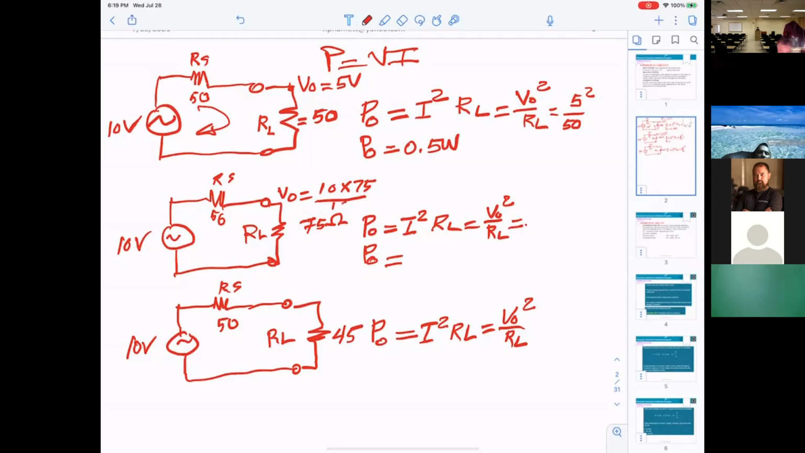That's 125. Okay, so V out would be 6, right? 10 times 75 over 125 is 6 volt. V out would be 6. So 6 squared is 36, divided by 75, gives 0.48. Okay, 0.48 watt, that's what I get. You get it, watt.